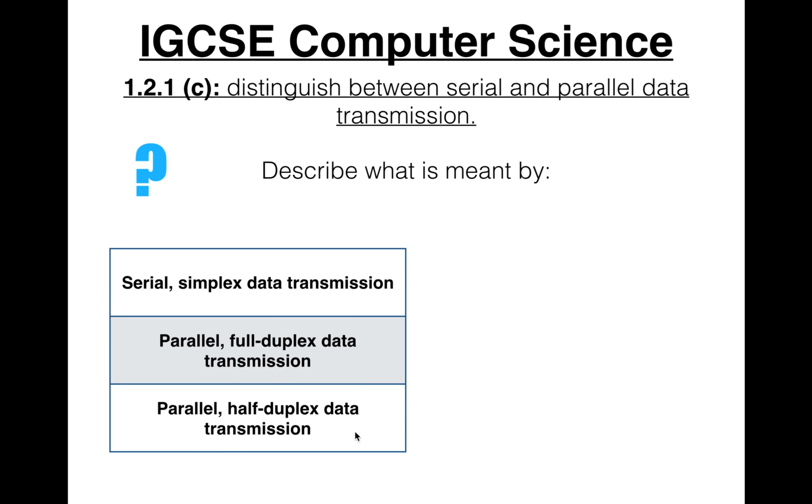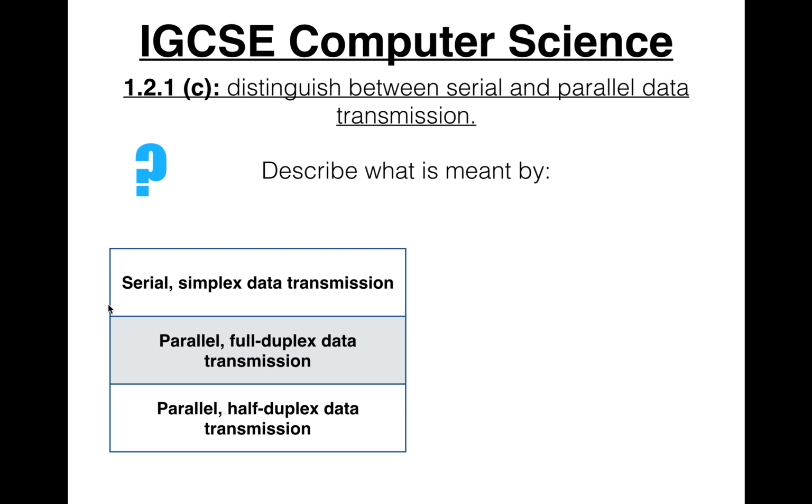So what we'll do now is tie in serial and parallel data transmission with simplex, half duplex, and full duplex data transmission. So a question you might get on the exam is describe what is meant by... Actually, no, I don't think you're going to get this question, but it's good to know. Describe what is meant by serial simplex data transmission, parallel full duplex data transmission, and parallel half duplex data transmission. So these are just examples. So like you can have, say, serial half duplex, parallel simplex.